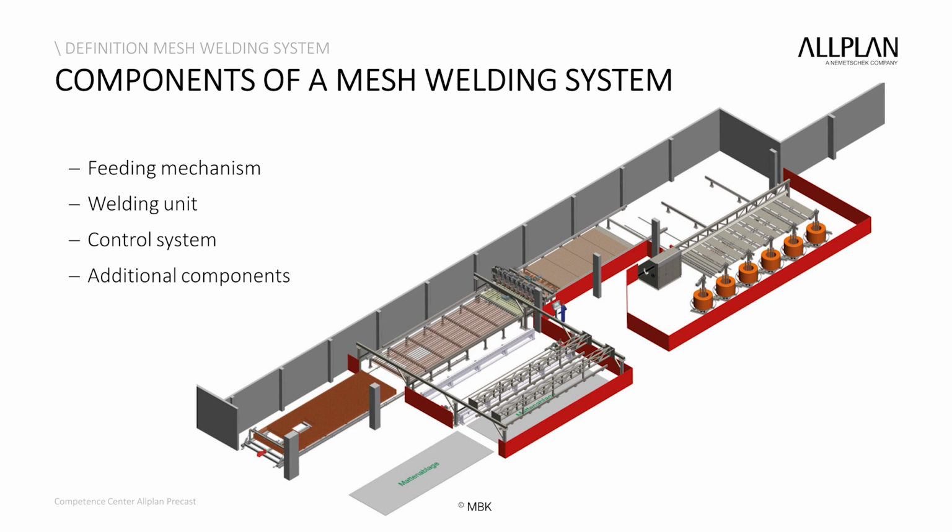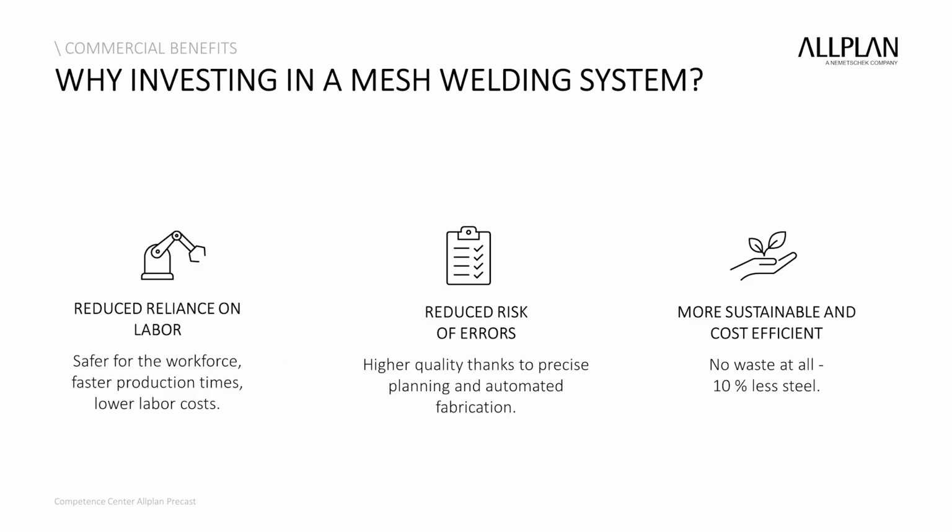There is also a control system which checks the producibility of the meshes and production process, including the wire movement, welding parameters, and production sequencing. So what are the main benefits of a mesh welding system? They automate the welding process, significantly reducing the need for manual labor on site. This translates to faster production times and lower labor costs.